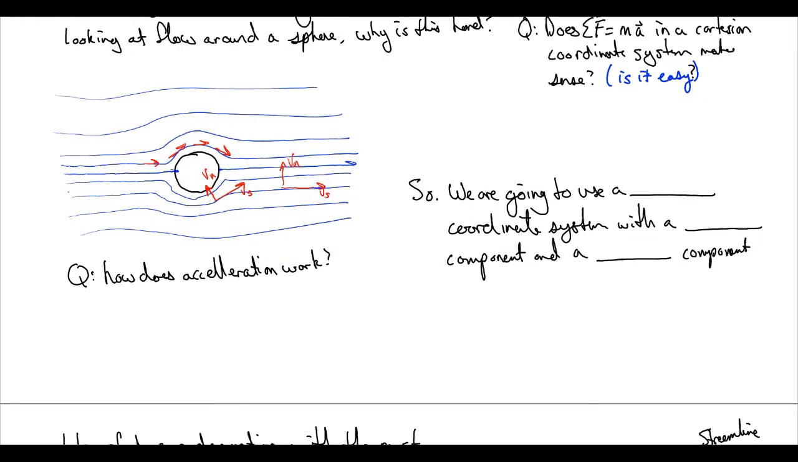It will give us a very consistent system to look at the sum of our forces in. So we're going to use a blank coordinate system with a blank component and a blank component. I've already said these words a couple times. Try to remember them. Pause the video and try to write these down. All right. Now if you couldn't remember them, we're going to use a streamwise coordinate system with a streamwise component. The streamwise just means in the same direction as a streamline. And a normal component. Good.